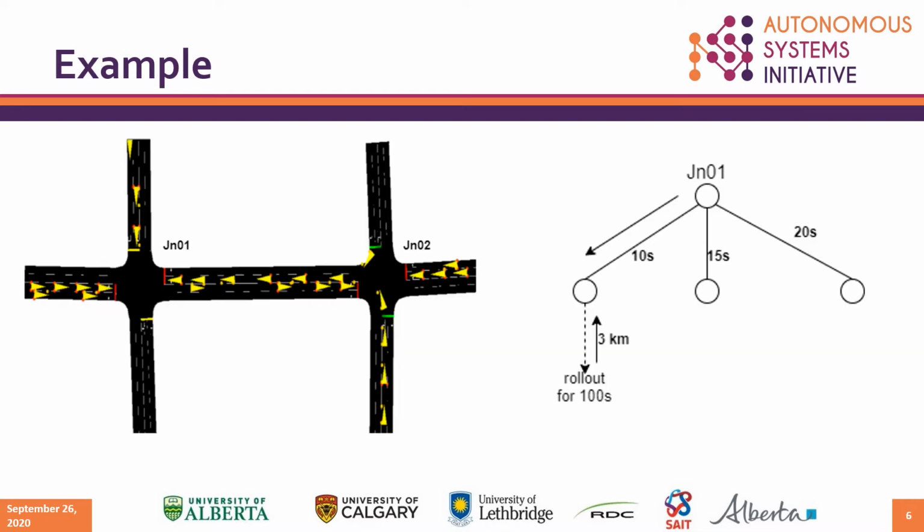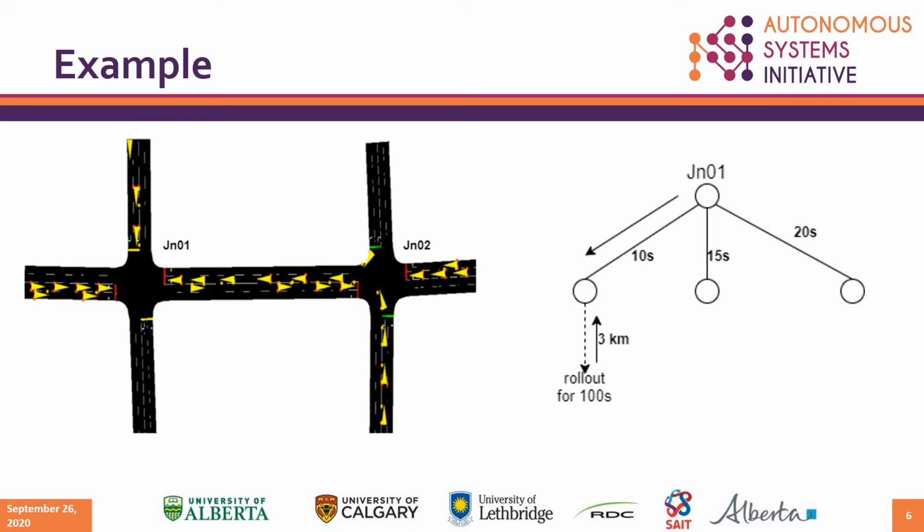So over here we have a simple network with two junctions. Junction 1 is in yellow phase, so we want to find the optimal timing for the next green phase. On the right, we can see that the root node starts with junction 1, and when we expand it, we get 10, 15, and 20 seconds.